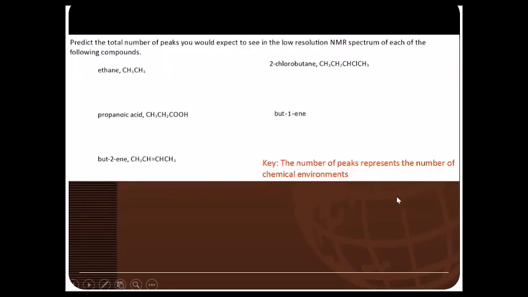Okay, so these are some questions that you are to practice on your own, but I'm just going to go through the answers. If you want to stop here or pause at these questions and try them on your own, you're more than happy to. In this question, you have a number of different types of molecules, and we need to be able to determine how many peaks we would see in the NMR machine.